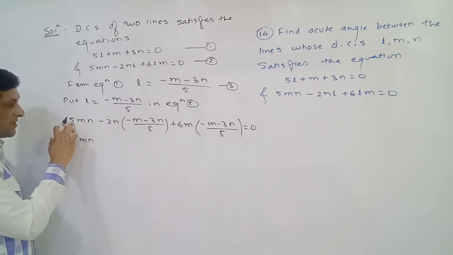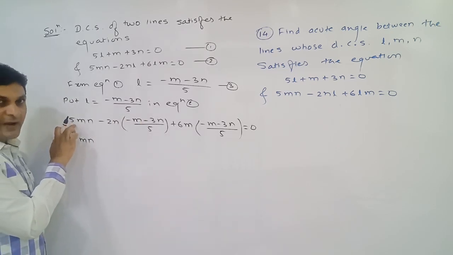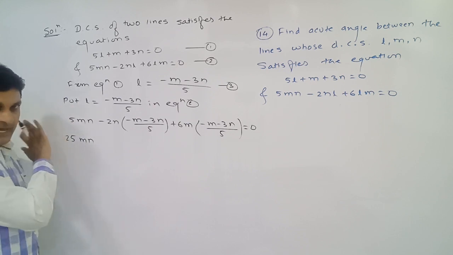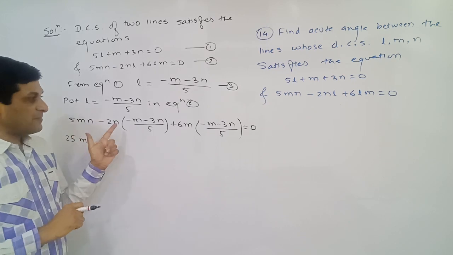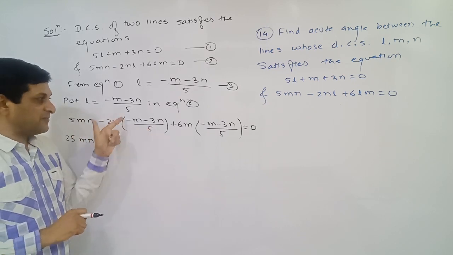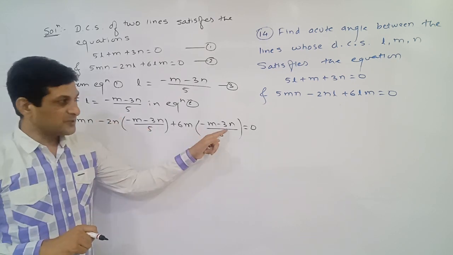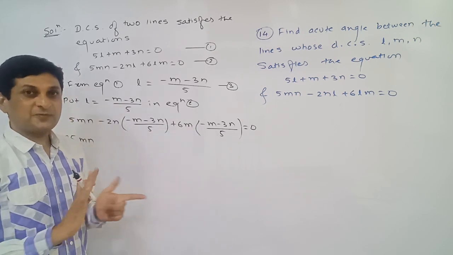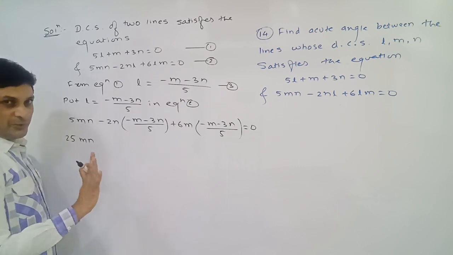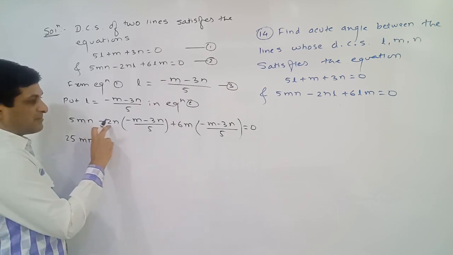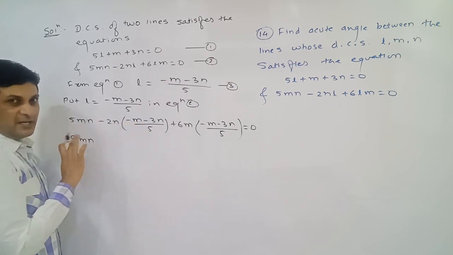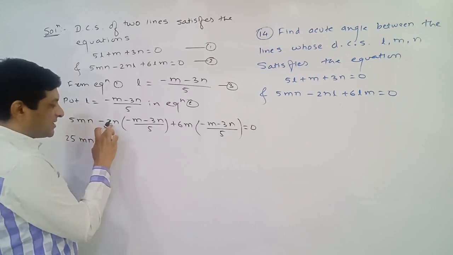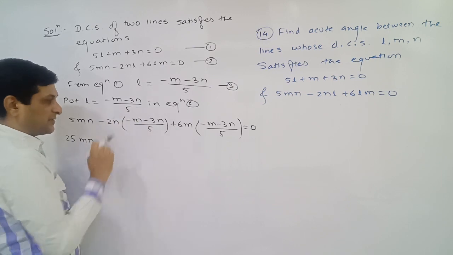See what we will get if I am multiplying by 5 to the first term. Here we will get 25mn. If I am multiplying by 5 to the second term, this 5 and 5 will cancel. And here also 5 and 5 will cancel, meaning the fraction will get eliminated. Hope you have got it. Now I am multiplying by minus 2n. 5 is already eliminated because we are multiplying both sides by 5. Now I am multiplying by minus 2n to both the terms in this bracket.